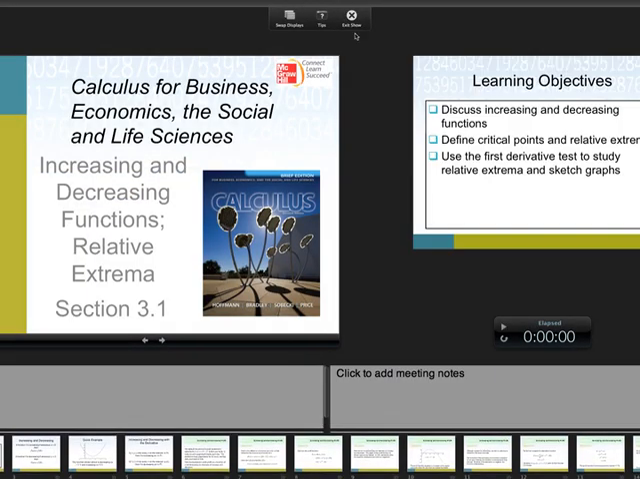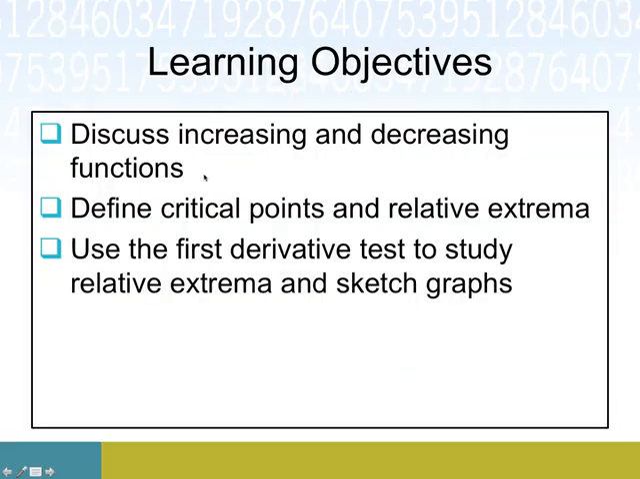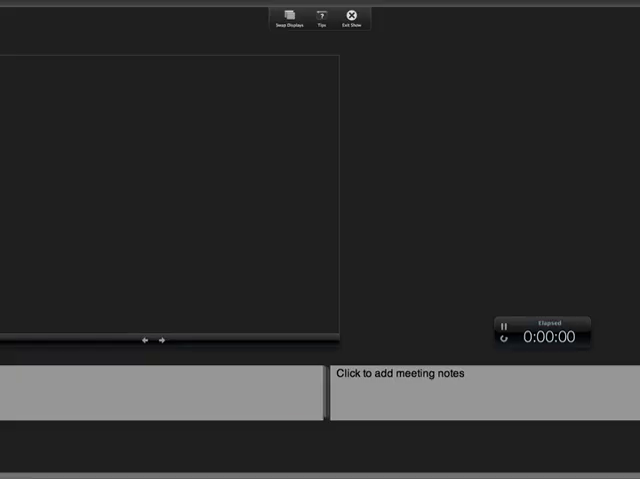Hello again. We are talking about section 3.1, increasing and decreasing functions and relative extrema. We have tackled increasing, decreasing, relative extrema, and although I don't care so much about defining this, the first derivative test is our way of determining whether critical points are maxes or mins. We're going to do one additional applied example, so a word problem, trying to tackle that.